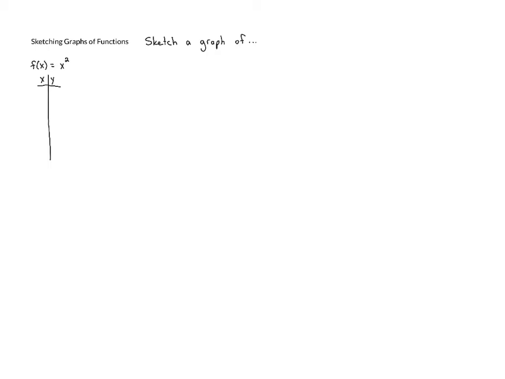So for our x values, I'm going to pick -3, -2, -1, 0, 1, 2, and 3. And then for the y values, all we're doing is taking x and squaring it. -3 squared is 9, -2 squared is 4, -1 squared is 1, 0 squared is 0, 1 squared is 1, 2 squared is 4, and 3 squared is 9. Now let's sketch this graph.